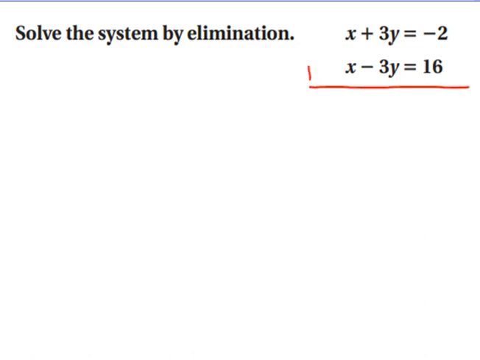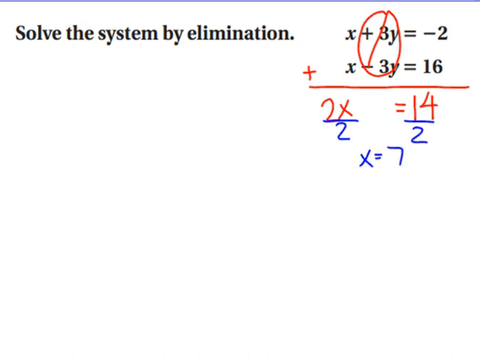I am going to add these two equations together. I do need to make sure that like terms are all lined up with each other. But when I do that, 1x plus 1x is 2x. Positive 3y minus 3y is a zero pair. That's what cancels. That's what gets eliminated. And negative 2 plus 16 is positive 14. And then from here, I can divide both sides by 2 to get x equals 7.